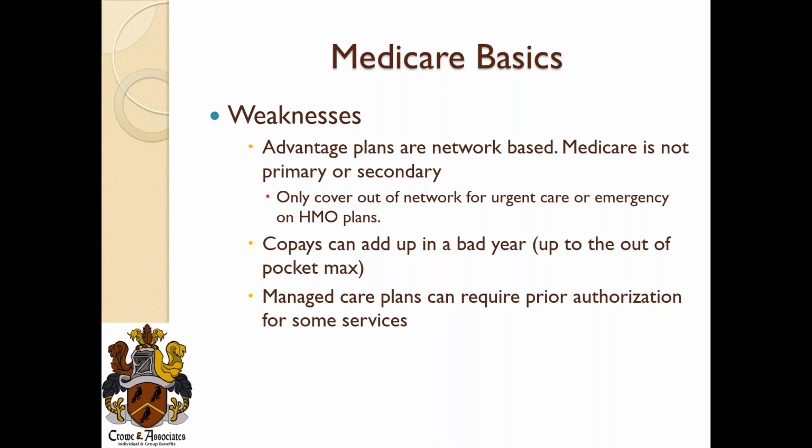The copays on most Advantage plans are pretty reasonable, but what if you have a horrifically bad year? Your copays could add up all the way to the out-of-pocket max on the plan, and most plans have an out-of-pocket max of $6,700 for medical benefits.